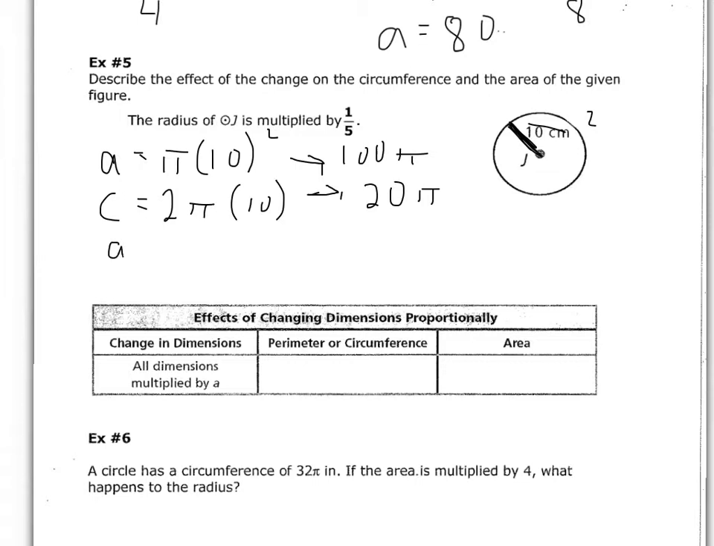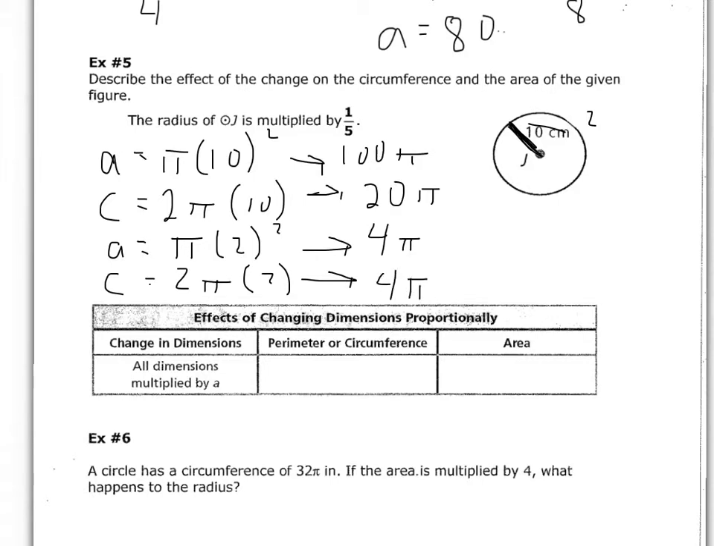Okay, so your area would be pi times 2 squared. And 2 squared is 4, so you have an area of 4 pi. And then your circumference, once again, is 2 pi times your radius. And 2 times 2 is 4, so again you would have 4 pi as your circumference.